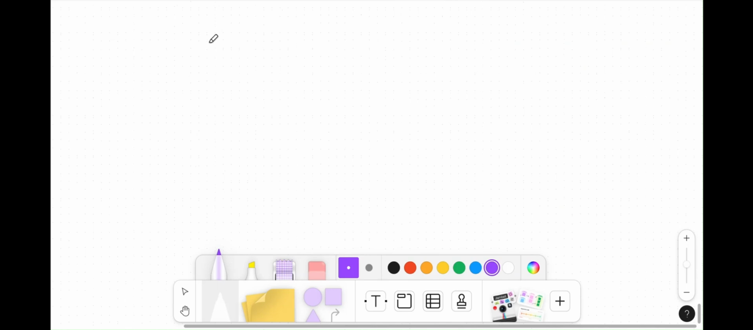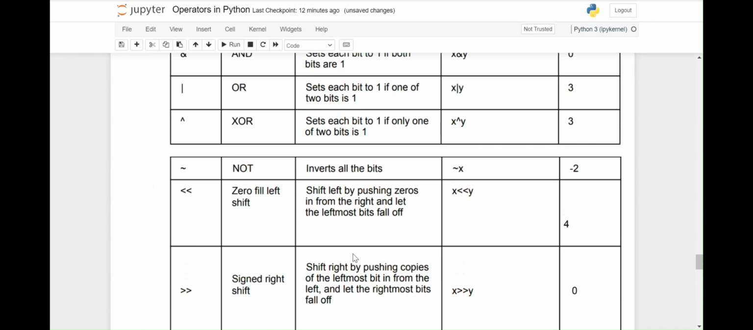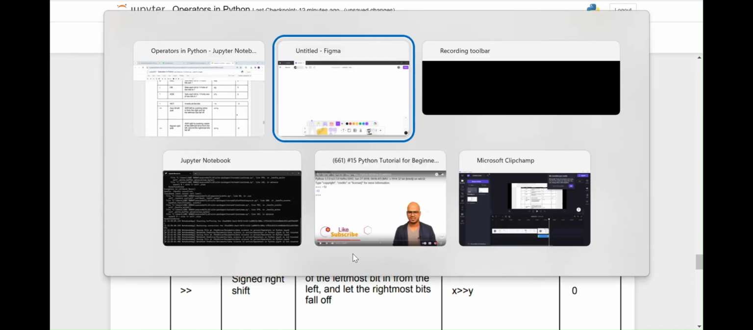Okay, so we have done 4 operations in bitwise. Only 2 are left: left shift and right shift. So let's just move on to those.